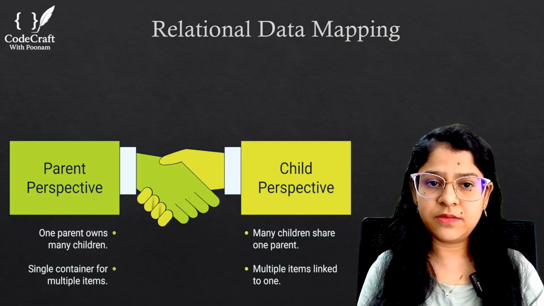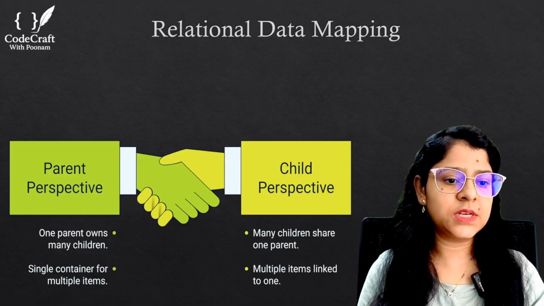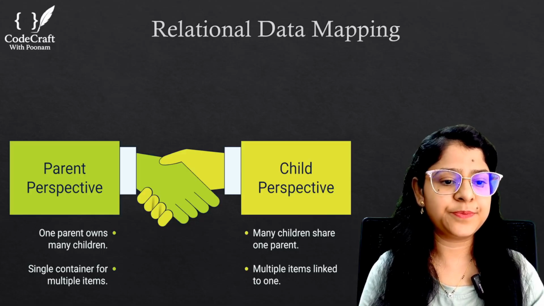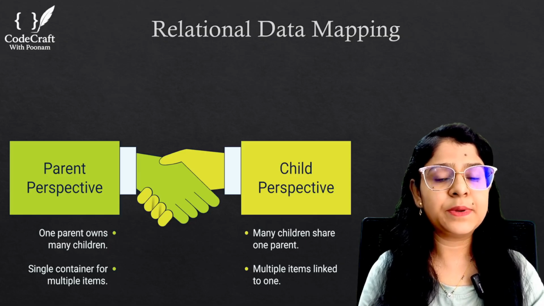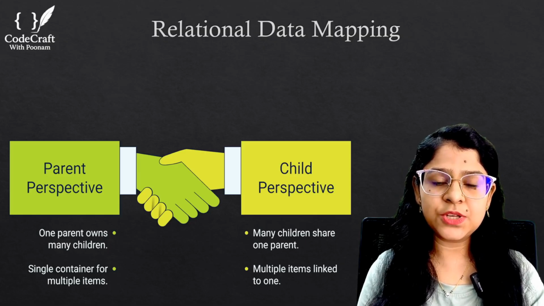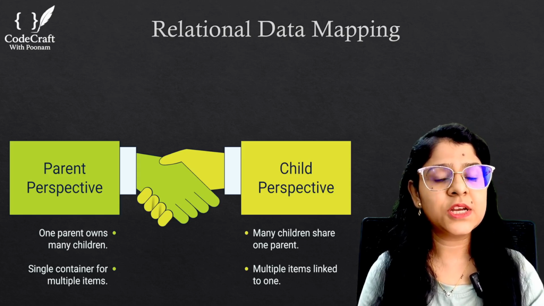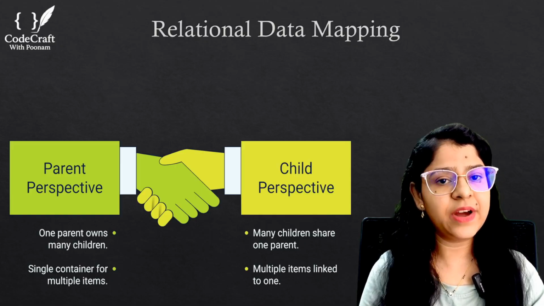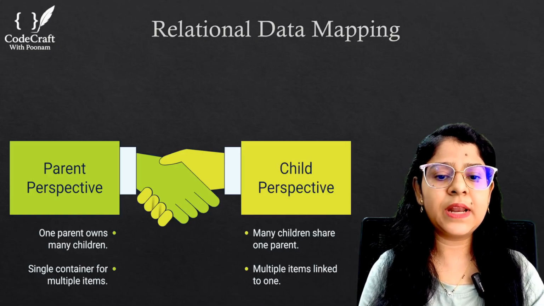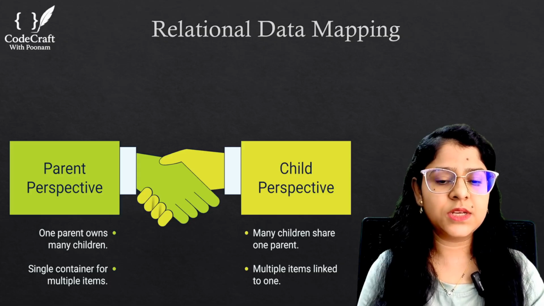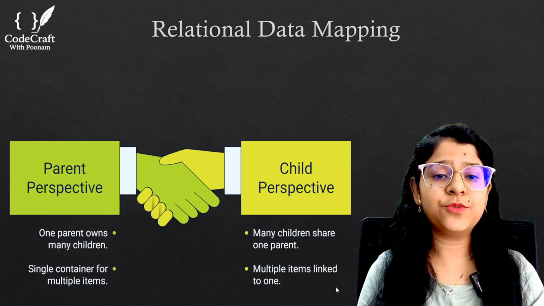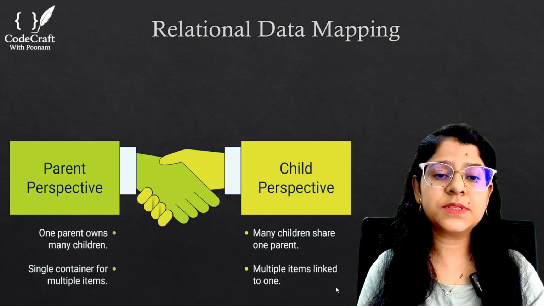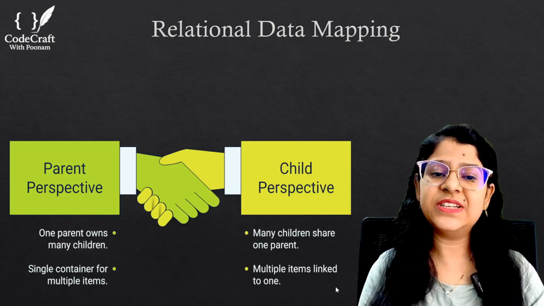Okay, we have one parent, right? And many children. So here you see one parent owns many children, that is @OneToMany annotation. So here, a single container for multiple items. Whereas from the child perspective, we have many children, but one parent. So @ManyToOne annotation. So here many children share one parent, and here multiple items are linked to one. So these two annotations, @OneToMany and @ManyToOne, describe the same relationship but from different sides.